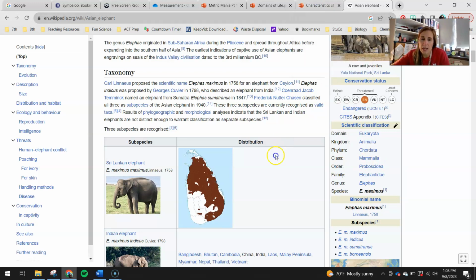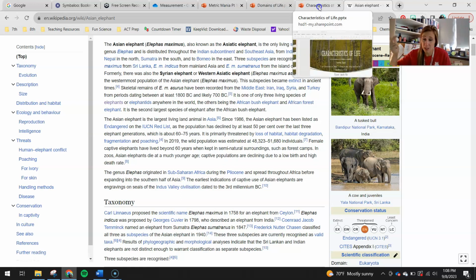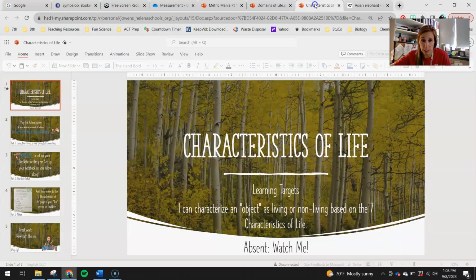So you would go ahead and choose your animals. You obviously can't do human. Now you can't do Asian elephant. You are going to pick some kind of organism. It could be an animal. It could be a plant. It could be a fungus if you really want, if you know of a specific species of fungus, whatever the case is.